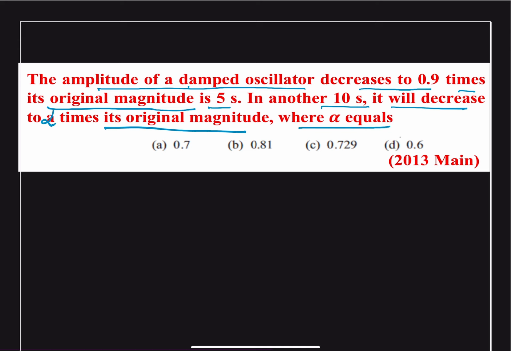In the first 5 seconds, it is given that it decreases by 0.9 times, and additionally we have to find out what will be the decrease in the 10 seconds. So the total time elapsed from the start to end is total 15 seconds. So we are going to start with the damping equation.